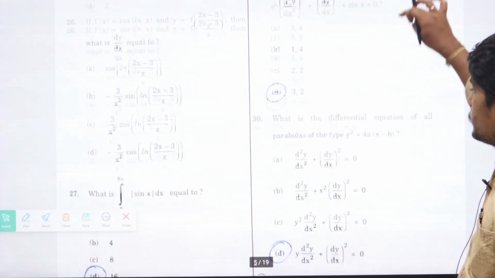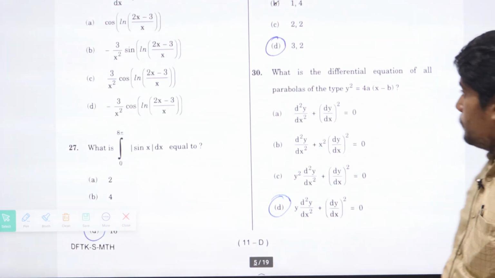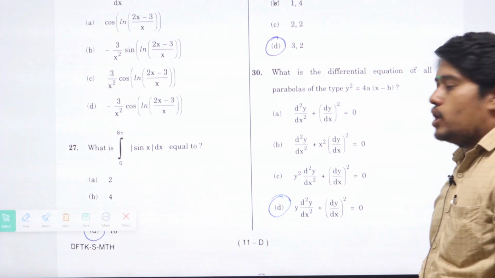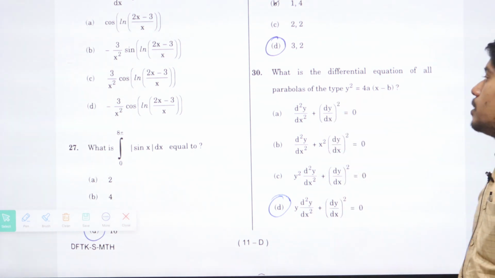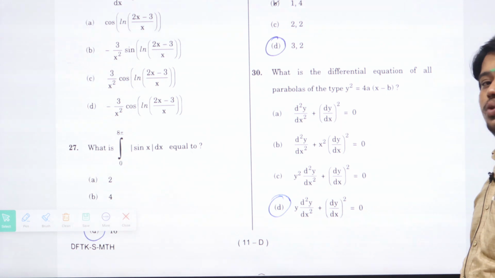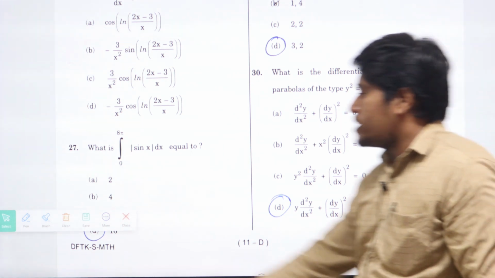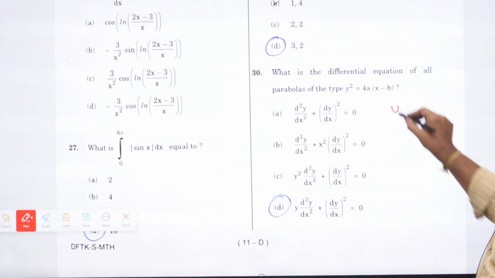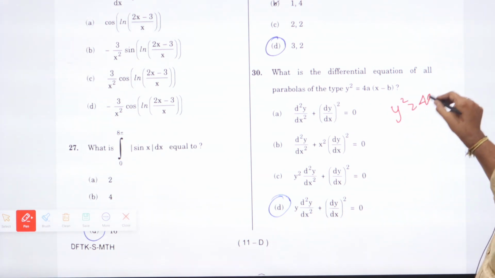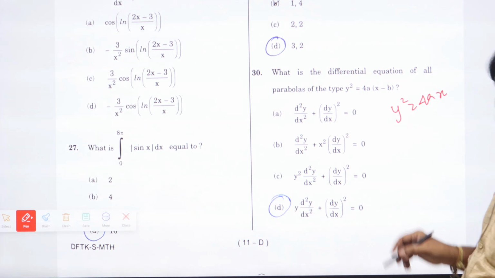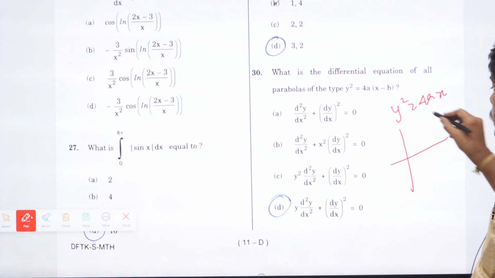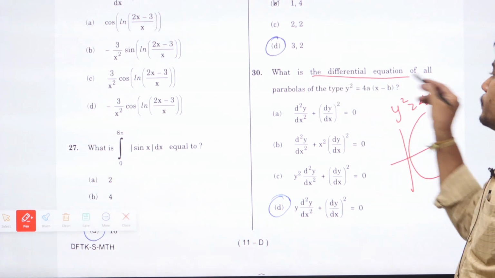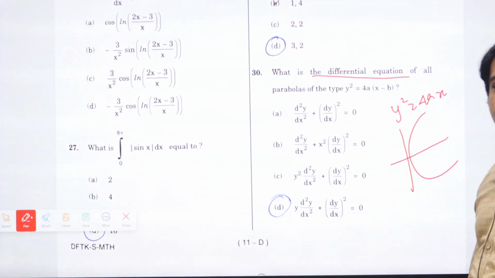Next, question number 30. What is the differential equation of all parabolas of the type y square equal to 4a into (x minus b)? So this is the general type of parabola y square equal to 4ax. This is an open rightward type. What is the differential equation?